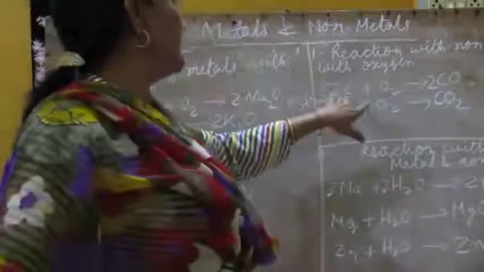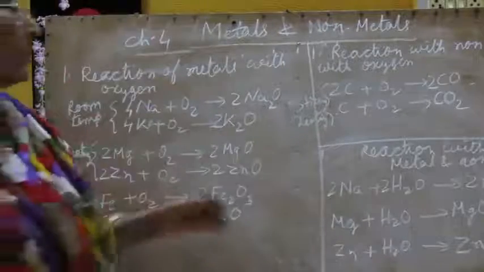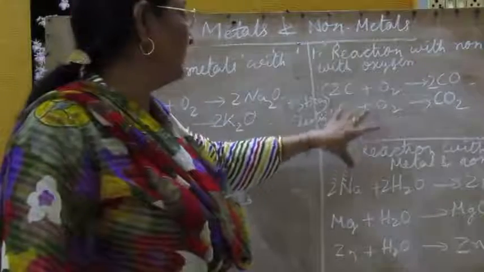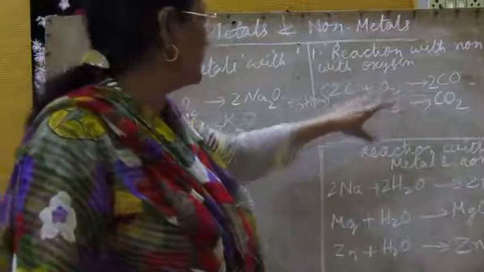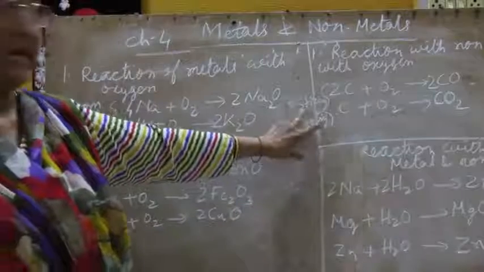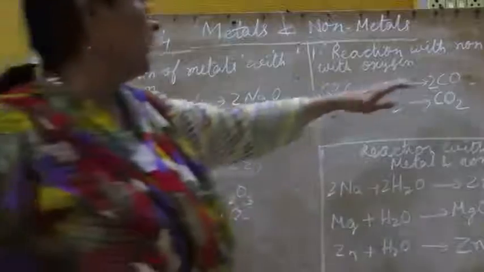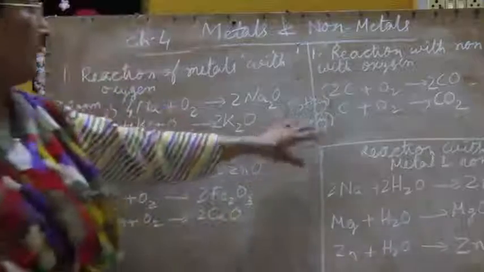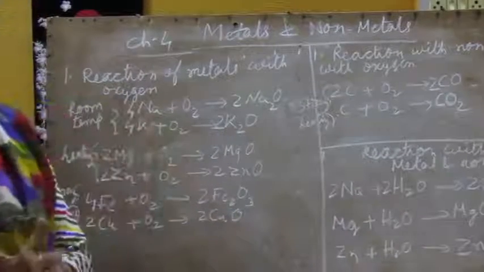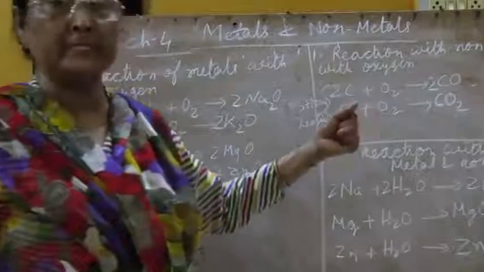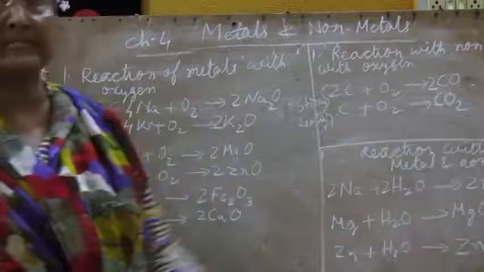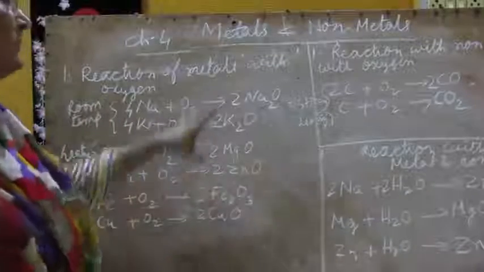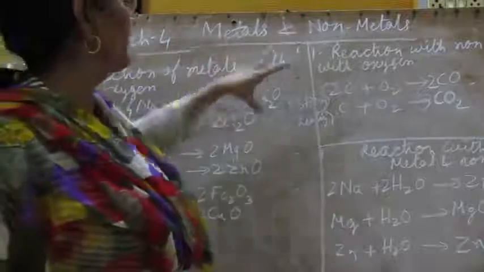Now, reactions with non-metals. Non-metals, for example carbon. Non-metals do not normally react with oxygen, but carbon reacts with oxygen when we heat strongly. I have written here strong heating. After strong heating, we get carbon monoxide and carbon dioxide. Perhaps you have seen that when we burn coal with strong heat, we get carbon dioxide gas. These are the reactions of metals and non-metals with oxygen.